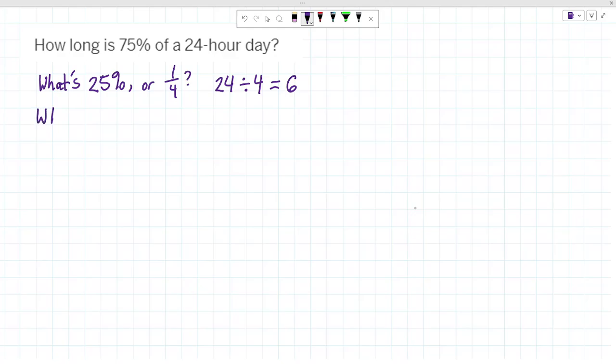So then, what's going to be 75%, or 3/4? Because these are the same thing. We can take 25%, which was 6 hours, and we can multiply that by 3. And what is 6 times 3? You might use your multiplication chart to figure this out. 18. So 75% of a 24-hour day would be 18 hours.